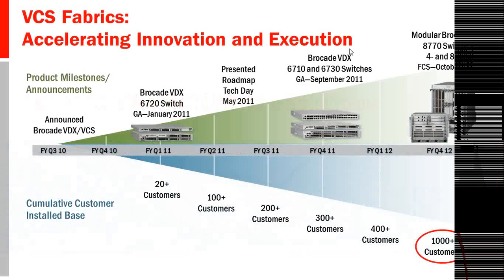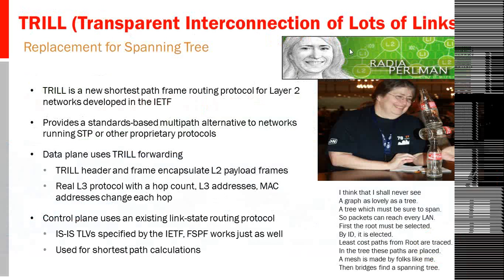So, right from early days of fixed format products with the 6720, moving through to 6730 products with native fiber channel and 6710s with 1 gig connectivity, and over on the right hand side, which I hope you can see because it's obscured on my slides, the 8770 chassis product with, of course, very high density of 10 gig and 40 gig. And of course, releases of NOS along the way there as well.